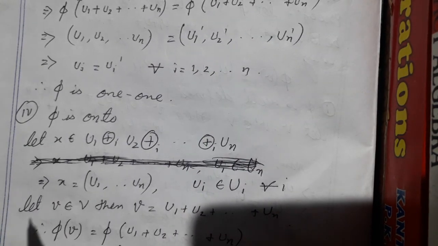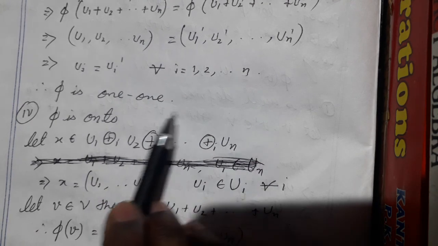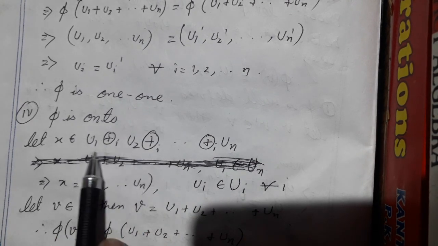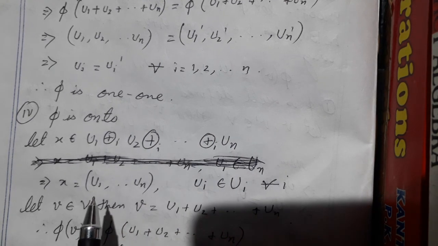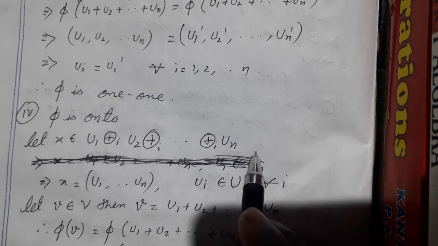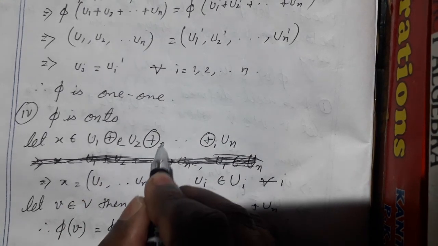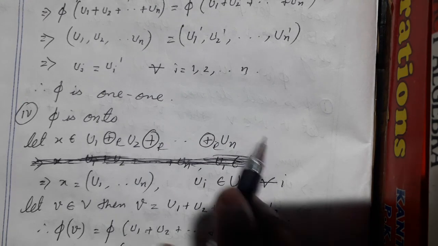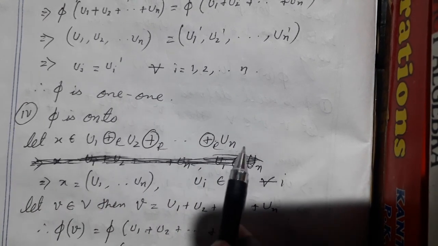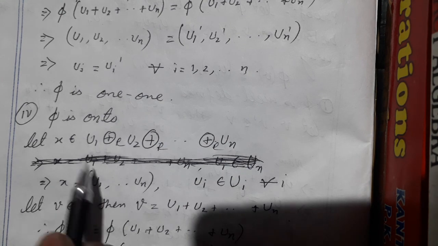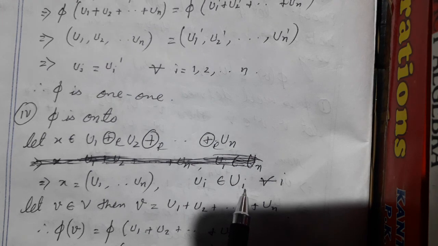Now our aim is to show that phi is onto. So I take an element in the external direct sum. Sorry, I took an element in the external direct sum, in the domain. So the element will be coordinate wise, where Ui belongs to Ui for all i.